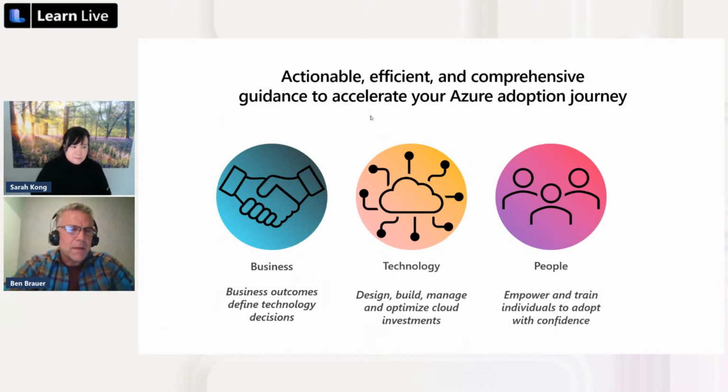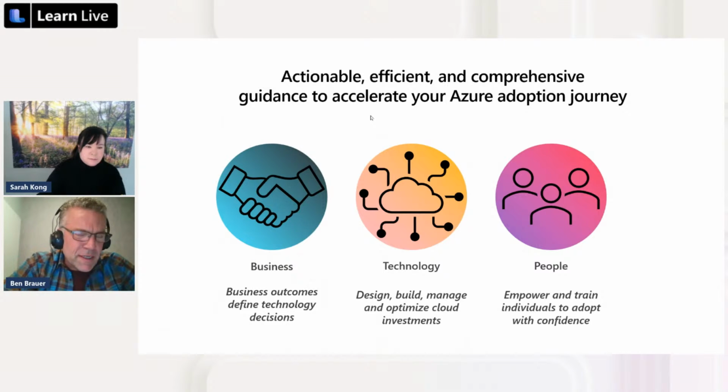So to point out the obvious, this is one of those slides where you just have to say it: business, technology, and people. This is one of those areas where all three are necessary. But let's start with where to start, and that's why we're having this conversation, getting started. It really is about the business outcomes, which help to define the technology decisions.